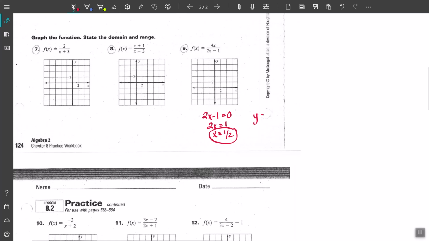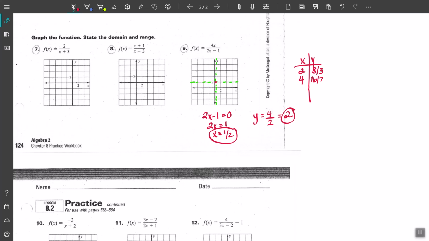And our horizontal is going to be 2 because I'm setting 4, the coefficient of that x term, over the coefficient of the x term in the denominator. So y = 2 and x = 1/2. Okay, so with our asymptotes drawn in, we're going to make our table. Come here where they intersect and go to the right. I'm going to do x = 2, I'll get 8/3 for y, x = 4, I'll get 16/7.